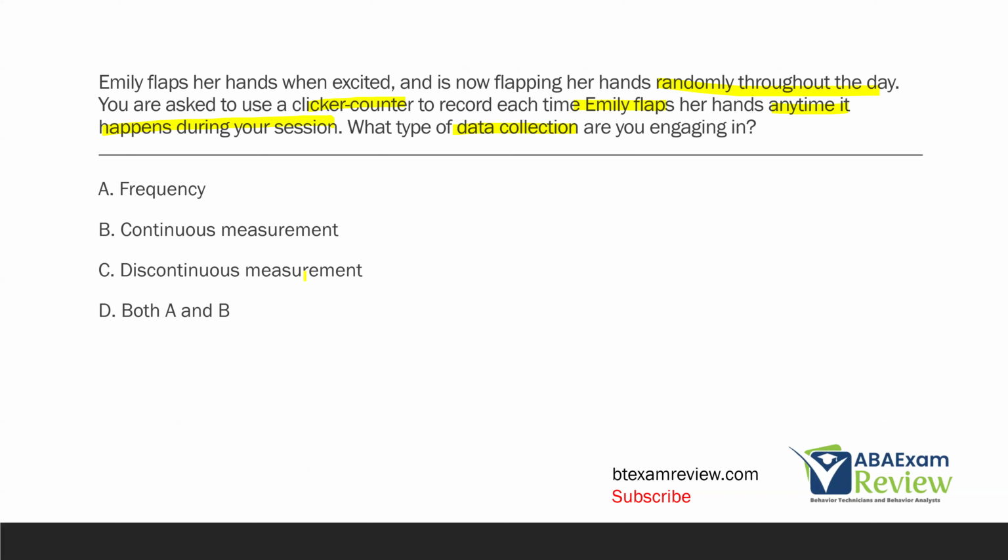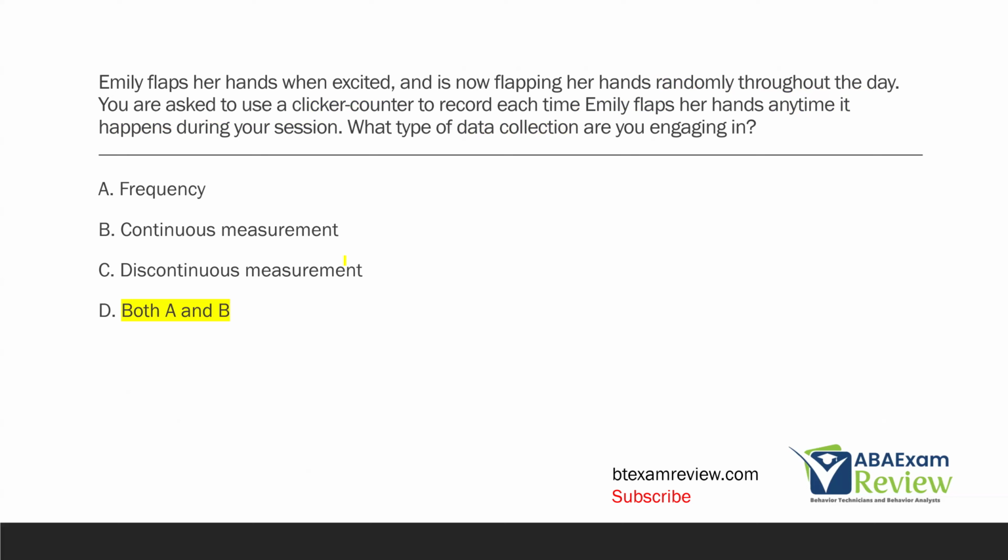If we look at C, discontinuous measurement has to do with interval recording and time sampling. We're not using interval recording. We're not using time sampling. We're using a frequency count to record hand flapping, and we're continuously measuring that frequency count throughout your session. So your answer here is D, both A and B.